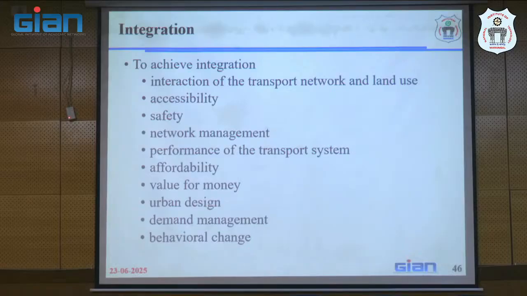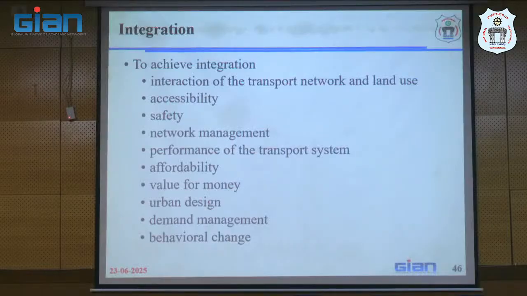So once you are integrating, obviously the interaction of the transport network can be expected in terms of all the available regional networks, the entire networks of the transit system and the land use cases, the accessibility case, the safety of the different transit modes, the network management and the performance of the transit system. Affordability of the transit system can be understood, the value for the money can be understood, then the urban design and the urban interactions of the structure can be estimated, and the demand management of the transit versus the different other categories of the modes can be estimated.